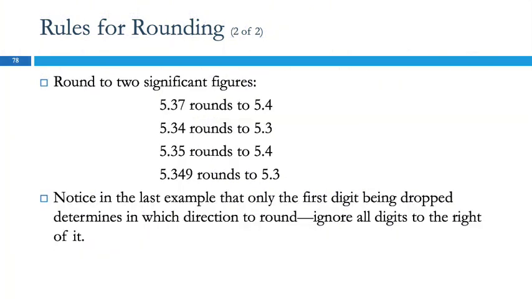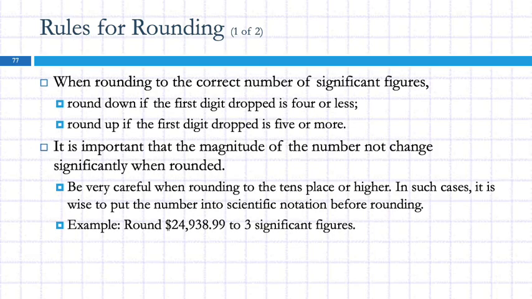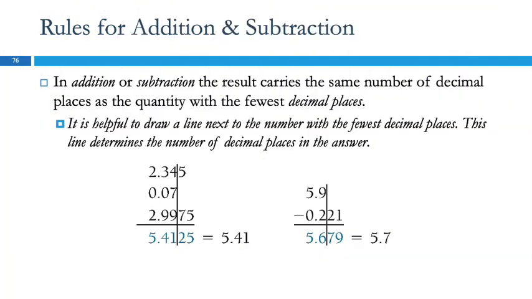Real quick, going back to the concept of sig figs with addition and subtraction. Say it was 1,000.1 and then 0.07, would 1,000.1 be the lower decimal place?